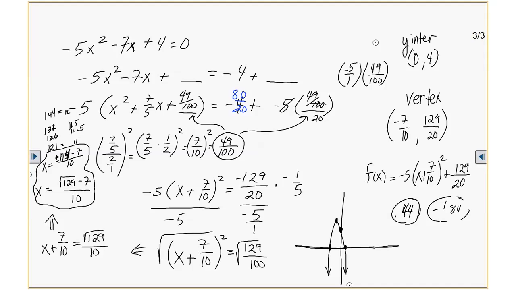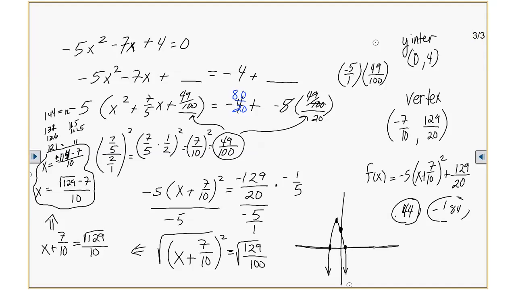So, does that fit what it looks like? Negative 5, yes, it's open downward, and it's very skinny. And the domain is all real numbers. The range is negative infinity up to negative 129 over 20. Increasing from negative infinity to negative 7/10, decreasing from negative 7/10 to positive infinity.